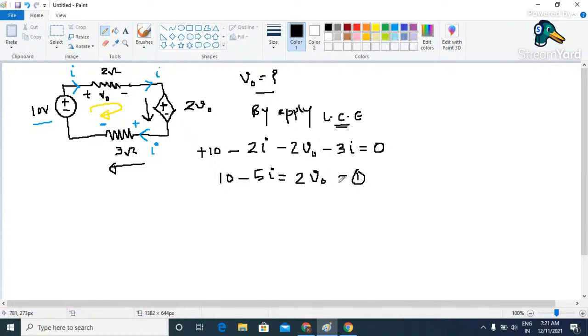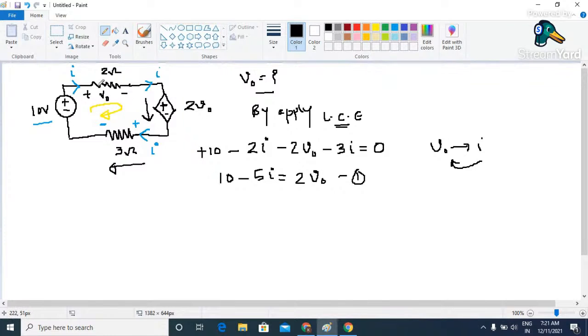So what we need to do is either replace this voltage in terms of current, or replace this current in terms of voltage. Depending upon your requirement, you may apply any one of the logic and you can solve for I, or you can solve directly for V.